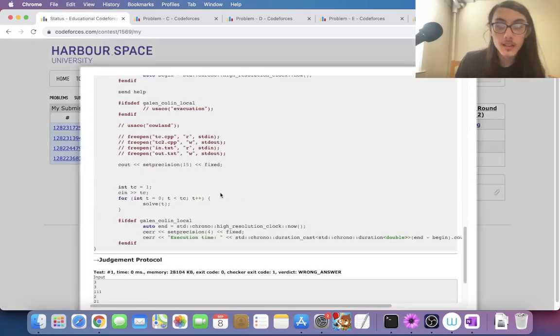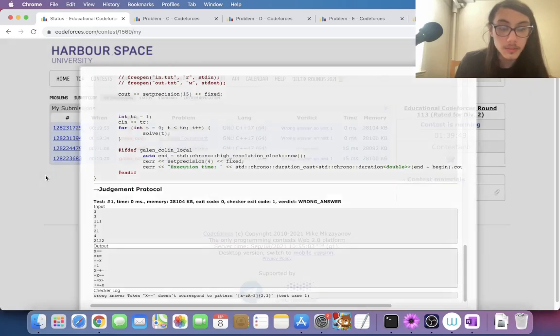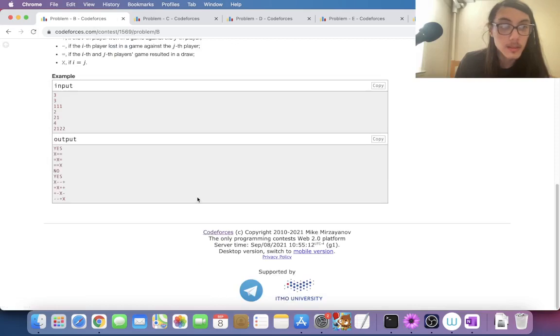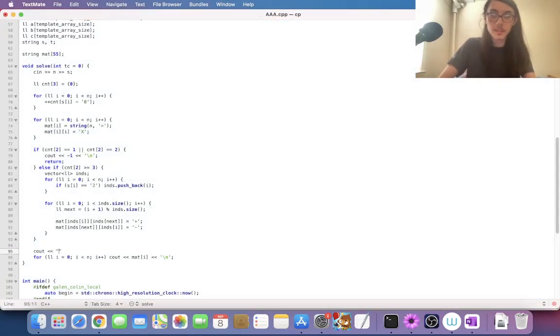Still. Token x equals does not correspond to pattern. What am I supposed to do? Oh, yes. Okay. Fine, I'll play by your rules.